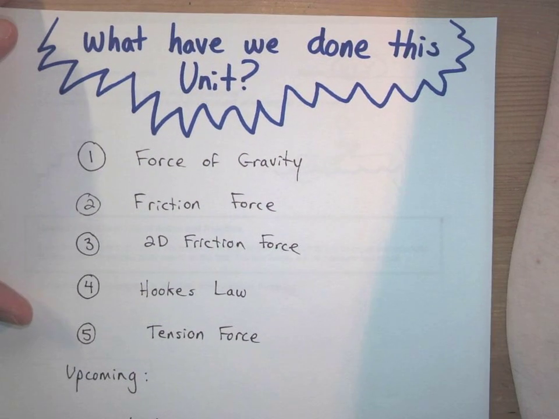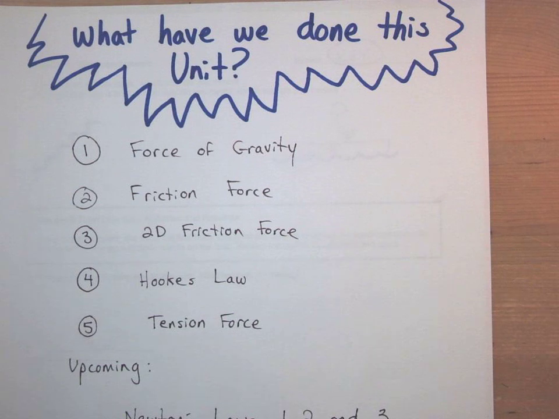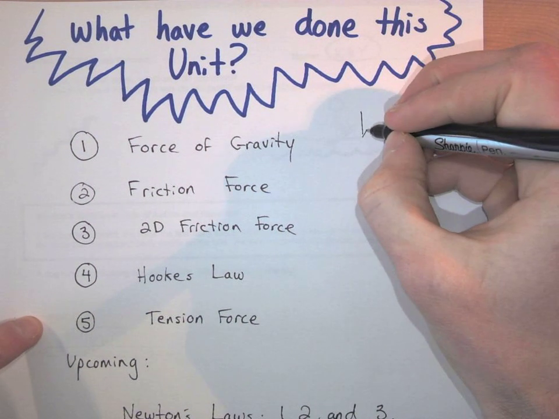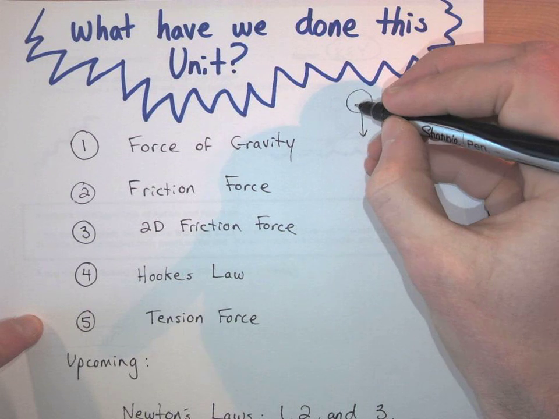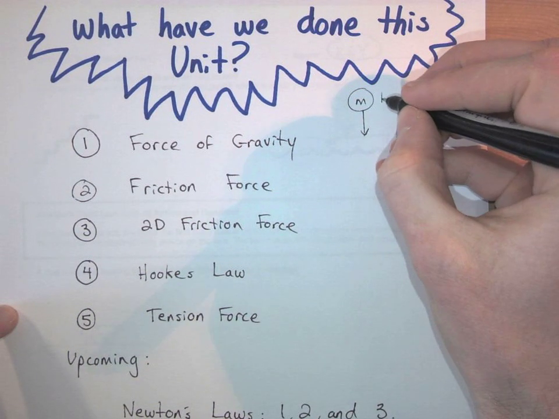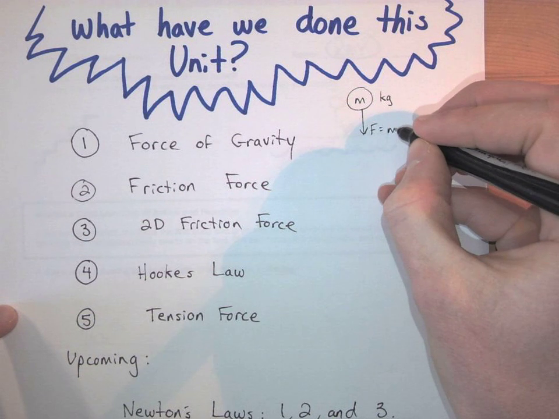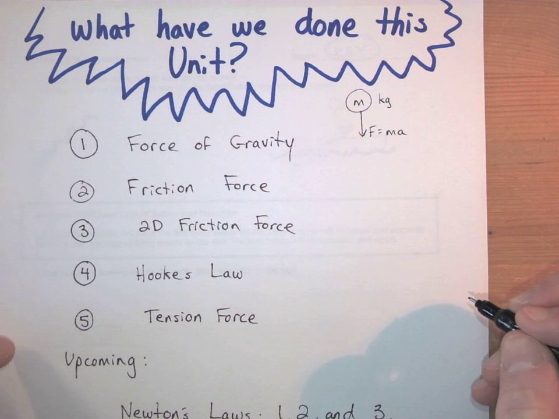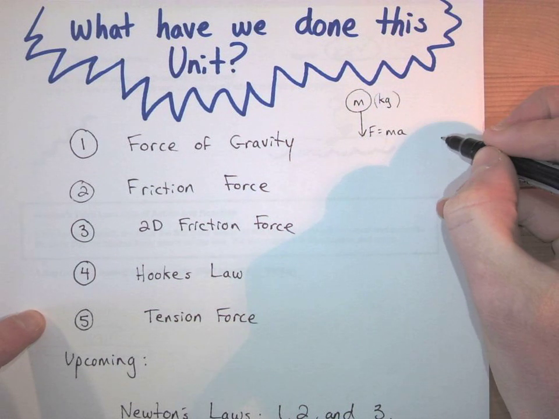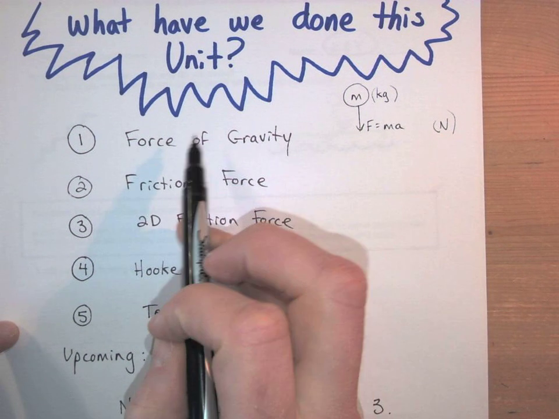Alright, good morning. So what have we done this unit so far? So far we've looked at force of gravity. That's a force down acting on some mass. We know mass is in kilograms, and the force is the mass times acceleration, or 9.81. Our force is in newtons. So we did a unit on that.